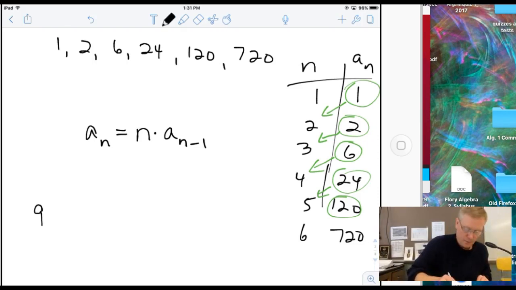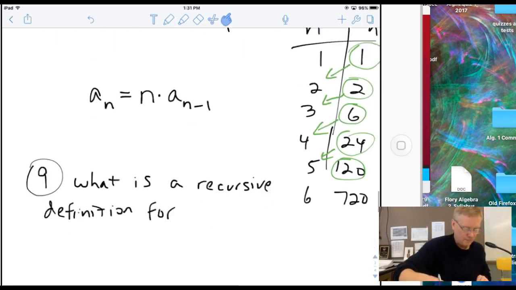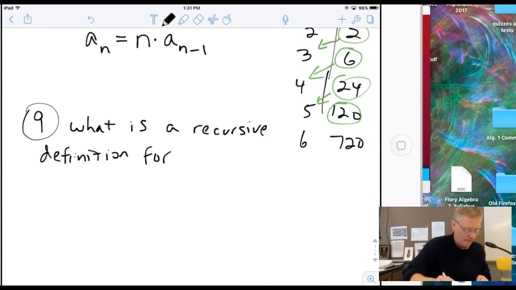Do I dare do this one? All right, we're going to go for it. What is a recursive definition for this one? I did this with an explicit one actually.